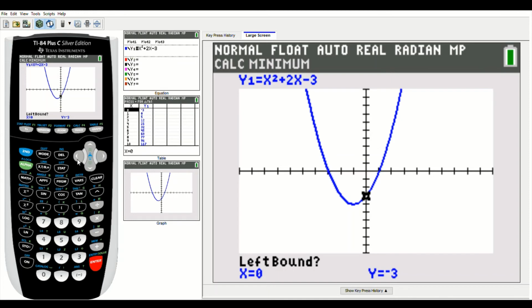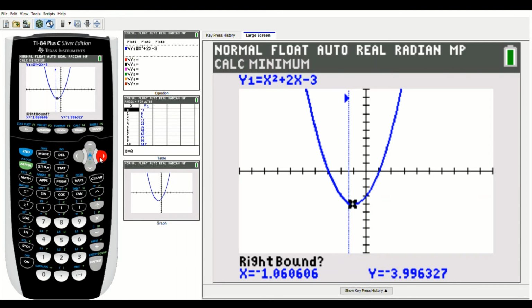So what I like to do is you're going to use your left and right arrow keys, and I like to go left, get my cursor to where I think that minimum value is. So I think that's the lowest point on my graph. So when it says left bound, what we're going to give our calculator is boundaries for that vertex. So what I like to do is I like to go left 2 clicks, and then I press enter, and then I'm going to go right 2 clicks back to my vertex.